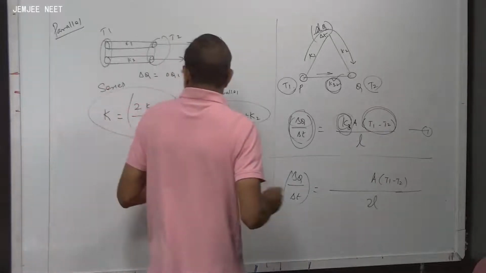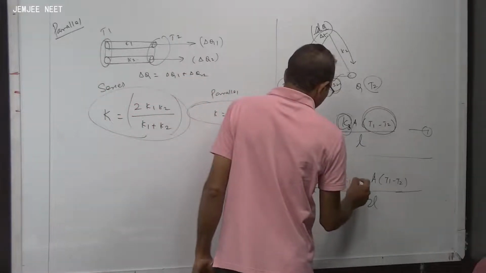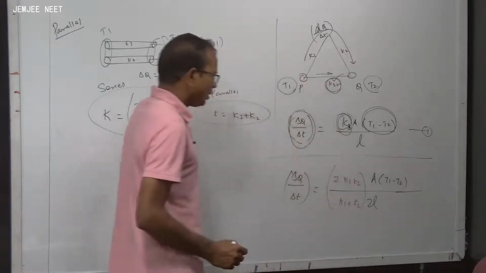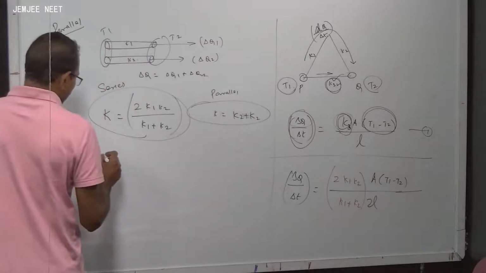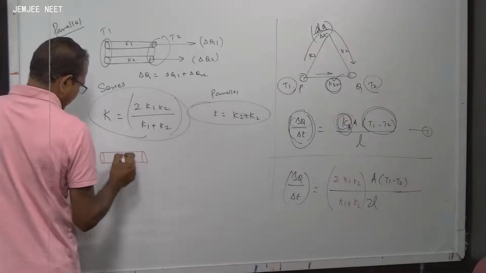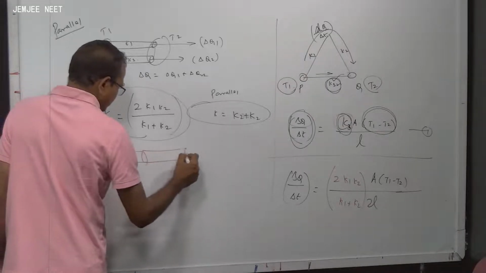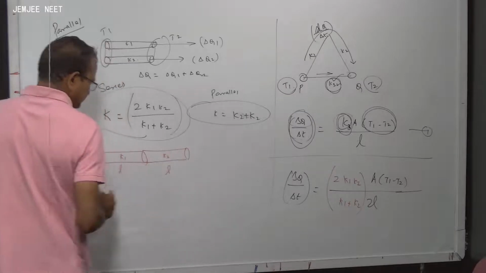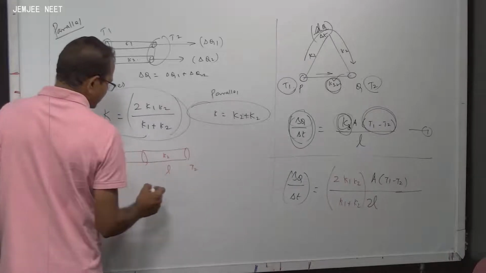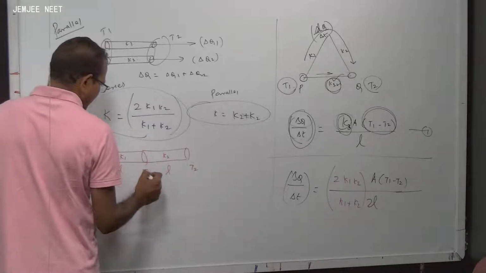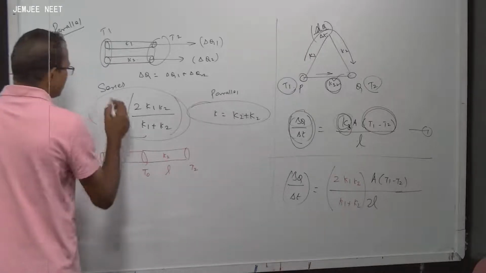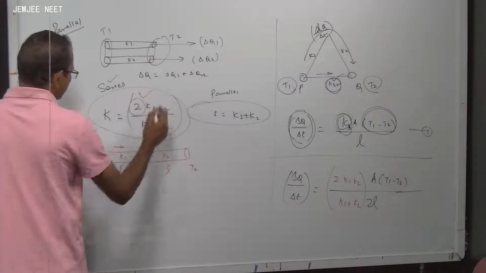2 K1 K2 divided by K1 plus K2. Sir, how did 2 times K1 K2 come? I will tell you. Lengths L, with K1 and K2. This is T1, this is T2, let the middle temperature be T naught. Now the quantity of heat, I am talking about series, this is the doubt you raised, therefore I am doing it for that.